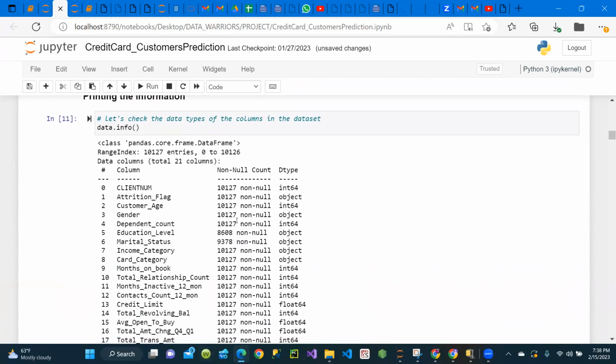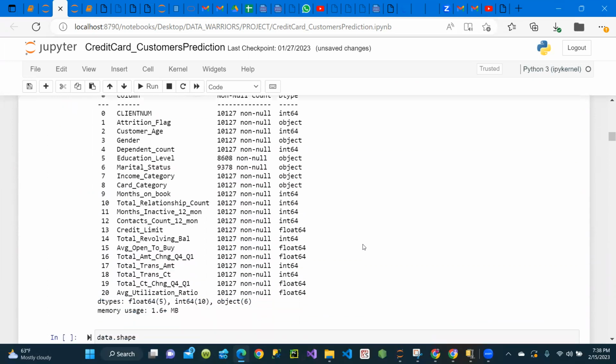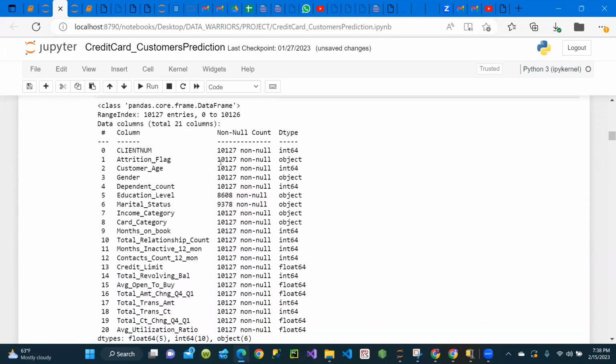This is the data. This is the number of non-null values that are there. This is the data type. You understand what the data type is. So now, for example, the non-null value is 10,127. But here, on education level, we have less, 8,608, which means the difference between this and that are null values, all right?